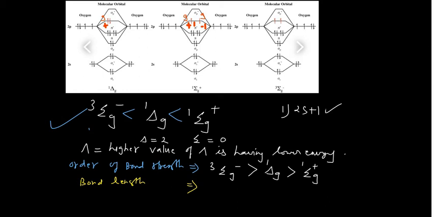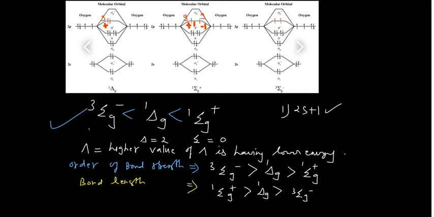So the ground state term would have the lowest bond length, and the ground state term is this one. If you go for the bond length order, the highest bond length would be for this excited state, followed by this, and the lowest bond length would be for the ground state, that would be 3 sigma g negative.